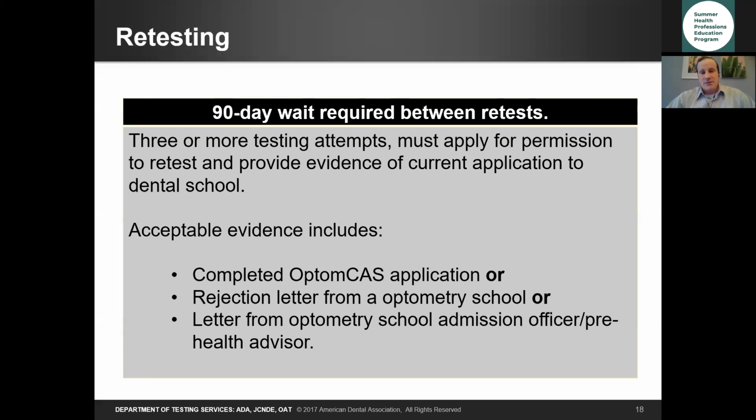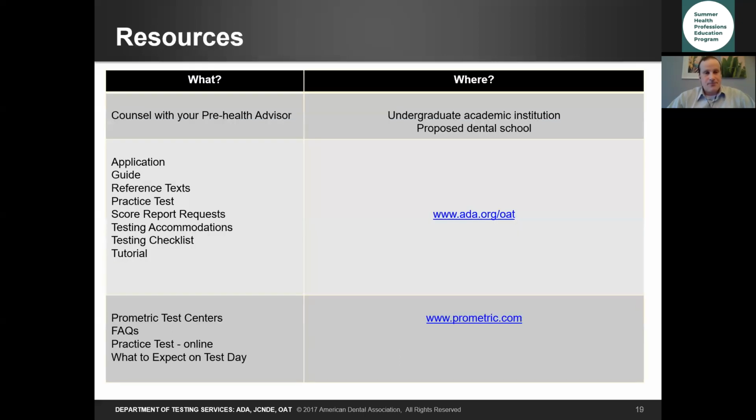After you've taken the test 3 times, you would need to provide us proof that you are actively applying to optometry schools in order to be approved to take the test again. That can come in one of the forms listed here, a copy of a completed OptomCAS application, a rejection letter, or a letter from someone at your school or a school you're applying to encouraging you to take the test again.